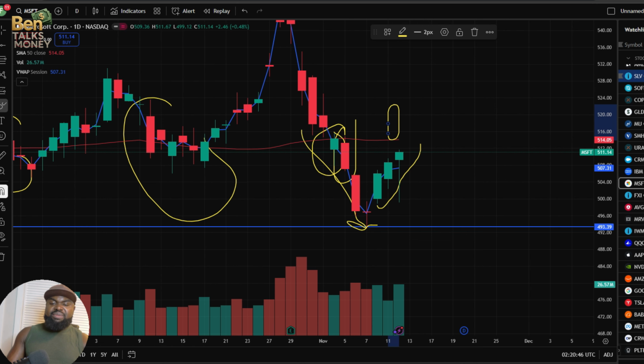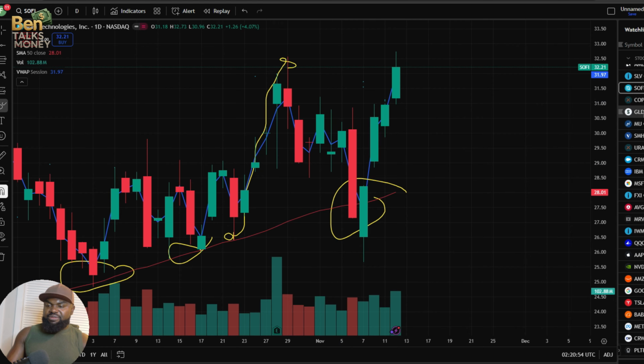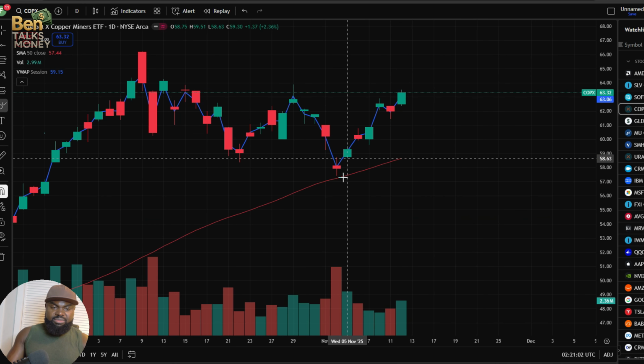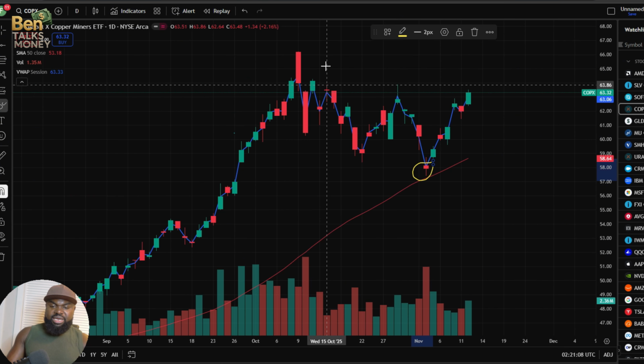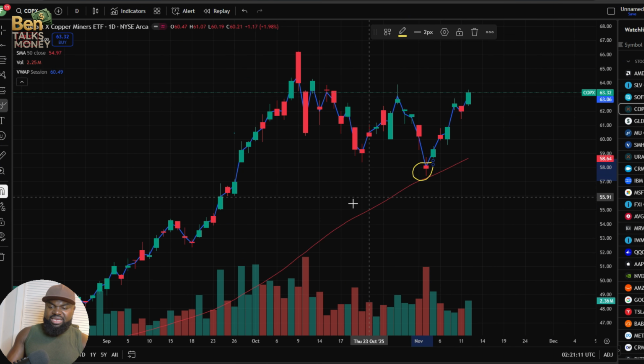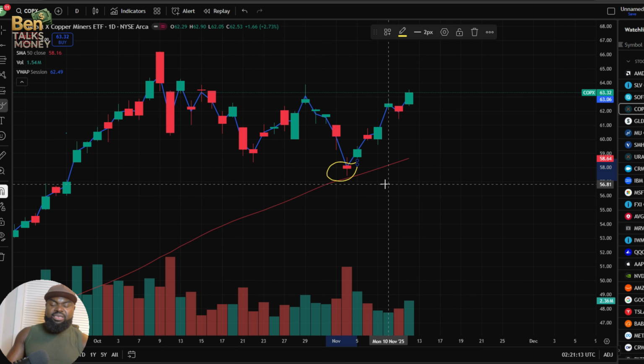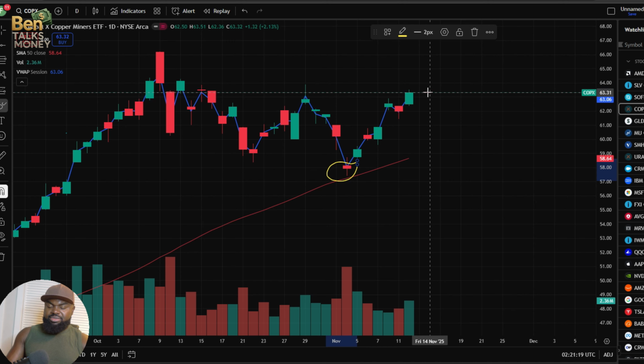A lot of the good names, they respect this strategy all the time. If you look at copper, look at this. This is the copper ETF. This was a strong stock. And as soon as it started pulling back, it came into the 50-day, and that's your entry point. You don't chase it. You wait for a pullback. You pull back into the 50-day, and that's your entry point. And you get in. Look at it right here. You got in around $56, and right now you are in about 63.